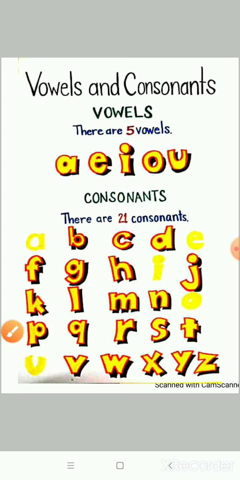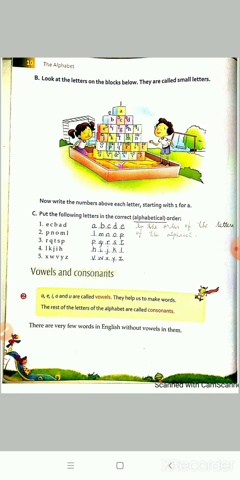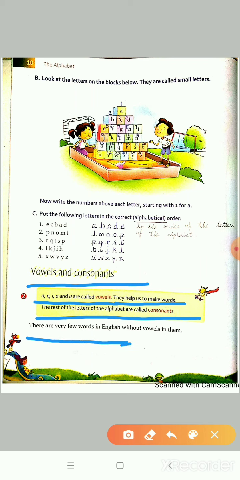So students, let us go back to the previous slide and understand what are vowels and consonants. Students, vowels and consonants. A, E, I, O, U are called vowels. They help us to make words. And students, the rest of the letters of the English alphabet are known as consonants. There are very few words in English without vowels in them. Most of the words in English have vowels in them, students.